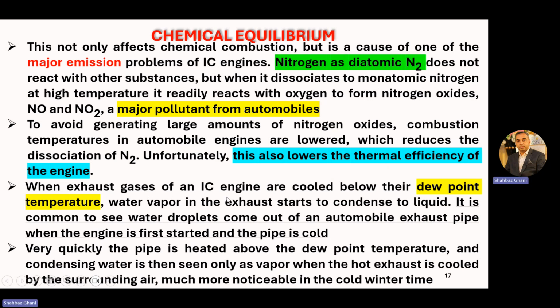When exhaust gases of an IC engine are cooled below their dew point temperature, water vapor in the exhaust starts to condense to liquid. It is common to see water droplets come out of an automobile exhaust pipe when the engine is first started and the pipe is cold. So in the morning or in winter, we normally see this phenomenon. Very quickly, the pipe is heated above the dew point temperature and the water is then seen only as vapor when the hot exhaust is cooled by the surrounding air, much more noticeable in cold winter time.